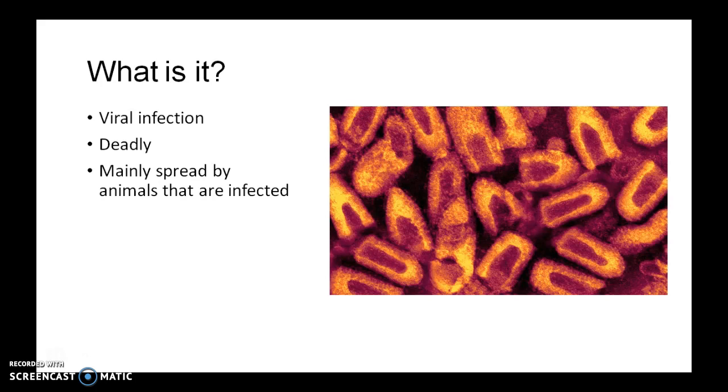So what is the rabies virus? Rabies is a viral infection that can be deadly if not treated in time, and is mainly spread by infected animals. As you can see in this picture over here, if you were to look at it under a microscope, this is what you would see. The virus is bullet shaped. You can see the different bullet types around. It is classified in the Rhabdoviridae family, and the virus encodes 5 different proteins.